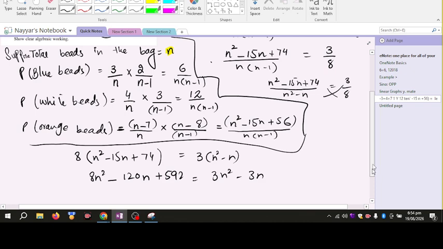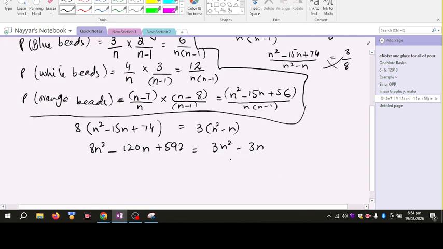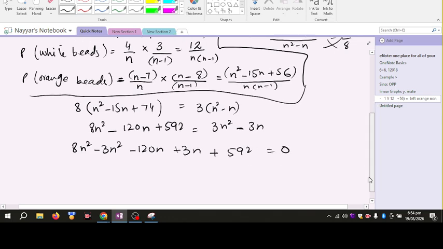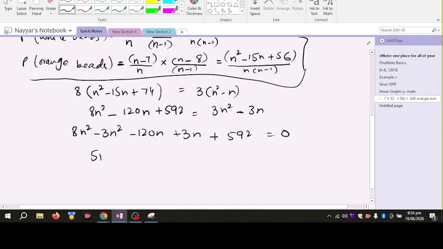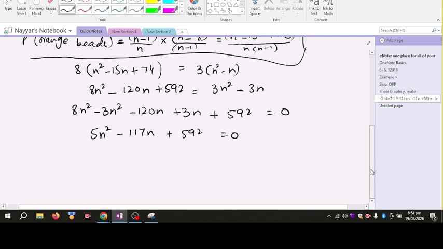As we have to solve it in the form of a quadratic equation, if we rearrange it we'll get that equation. So I'm going to move 3n square to the left side. We are left with 8n square minus 3n square minus 120n. Now 3n is subtracting on the right side, when I move it to the left side it will be added, and plus 592 is equal to 0. So 8n square minus 3n square is 5n square, and from 120 we subtract 3, so we'll get 117n, and plus 592 is equal to 0. Now we're going to use the quadratic formula.